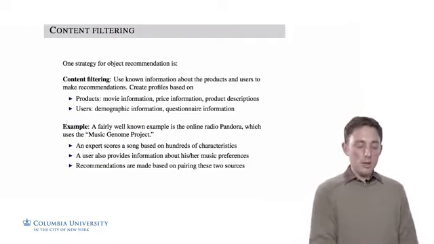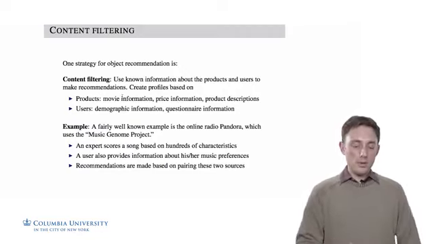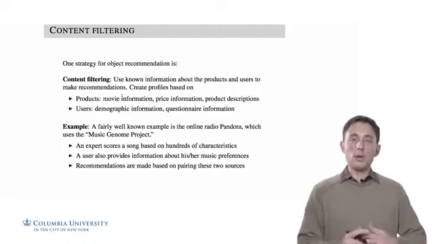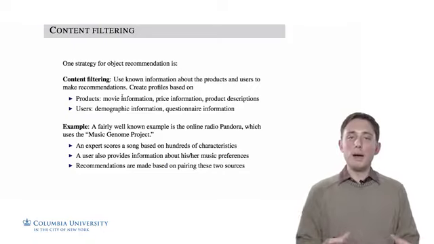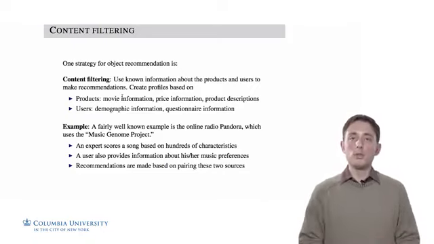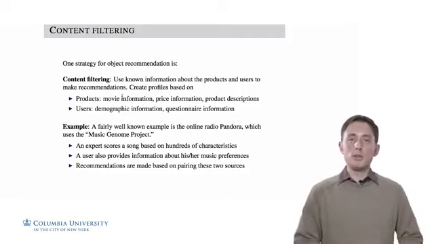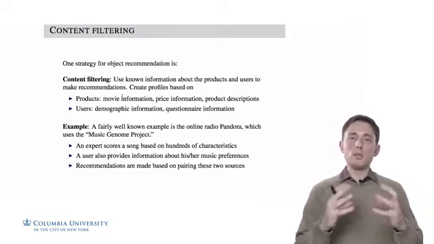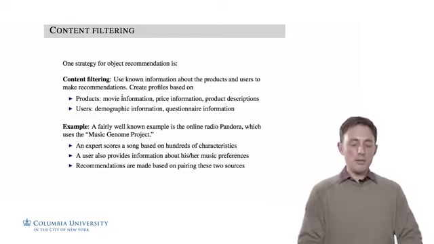So for example, with products we have information about the movies, we have information about the price of the product, we have descriptions that are maybe provided by the producer of the product, and so we extract information about the movie. We know it's an action movie, we know what year it was made, etc., etc. We get a profile of descriptions about this movie. We also then do the same for each user. So we have demographic information. They maybe fill out a questionnaire.